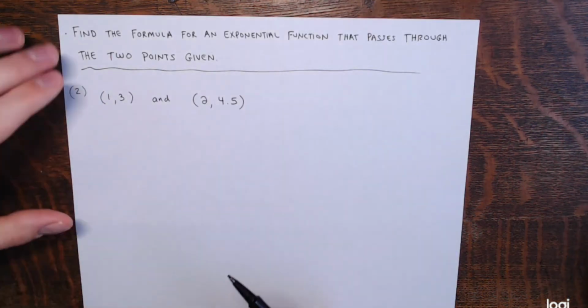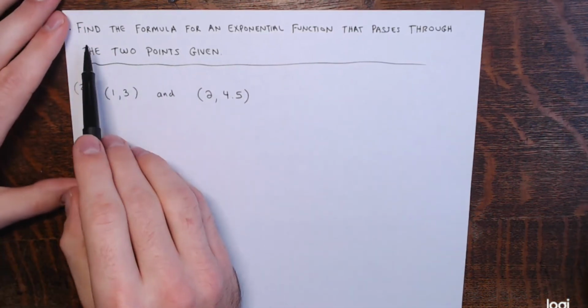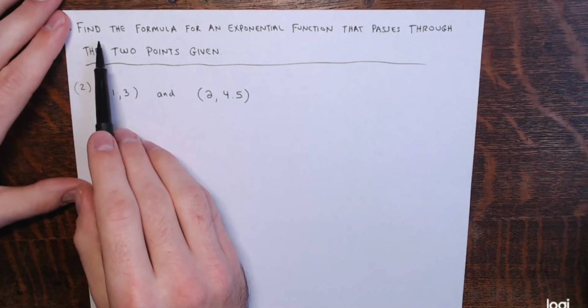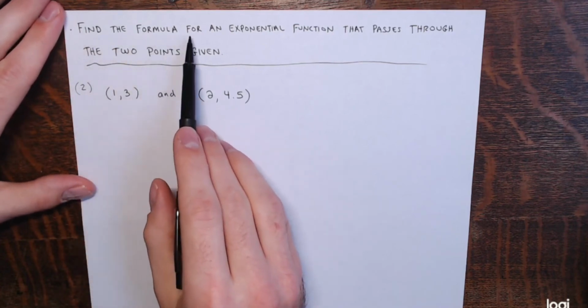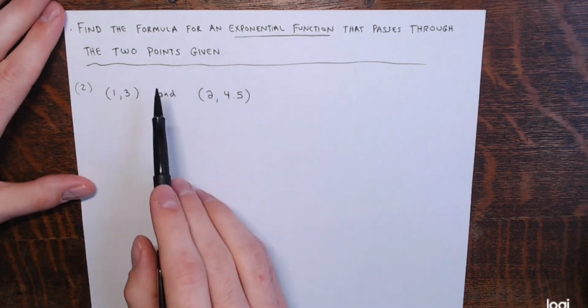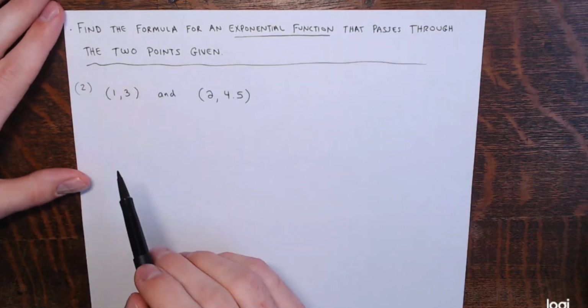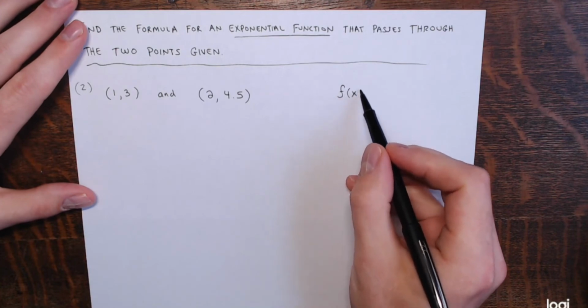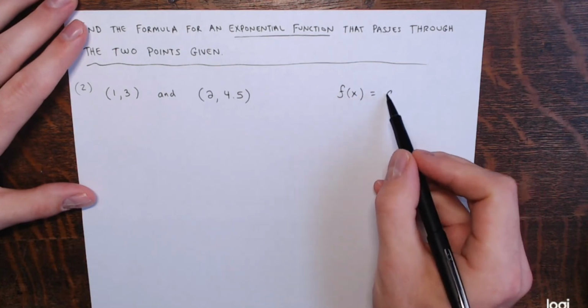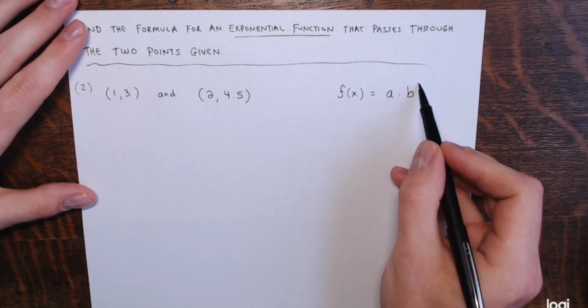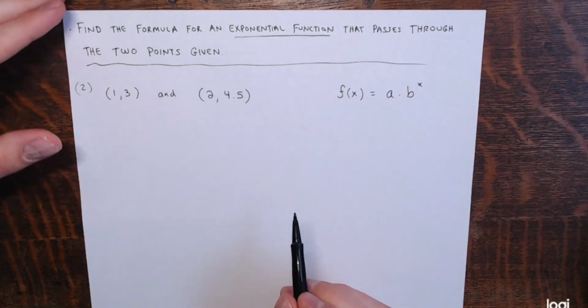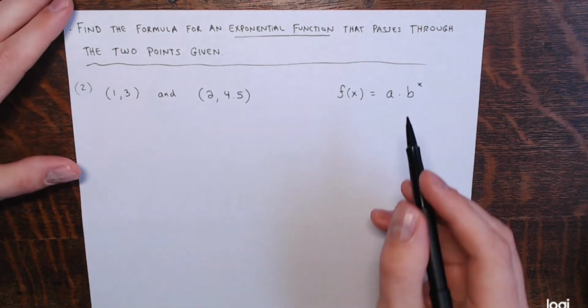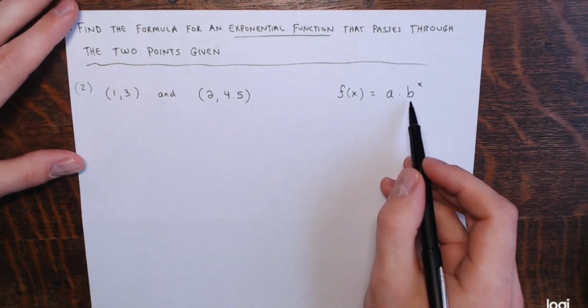So I'm doing pretty much the same thing for the rest of these. So yeah, we're asked in the next examples to find the formula for an exponential function that passes through the two given points. So again, I'll do f of x this time. All right, f of x equals a times b to the x. We'll end up writing an equation like this. I just need to find this a and this b.